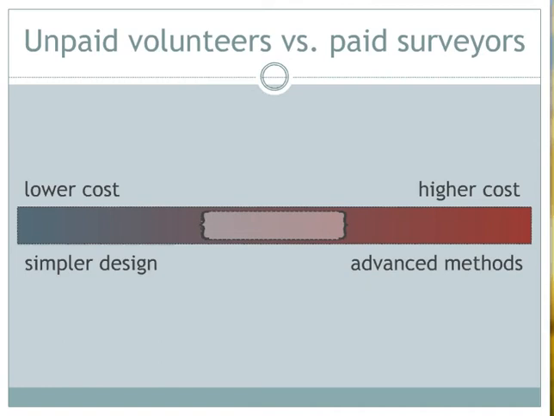So where can we combine volunteers using some of the more simplistic methodology to get data at low cost, and maybe couple that with paid surveyors doing some more advanced things to get the most bang for our buck? And that's something that we really thought about hard with the Atlas in figuring out things that we can do.